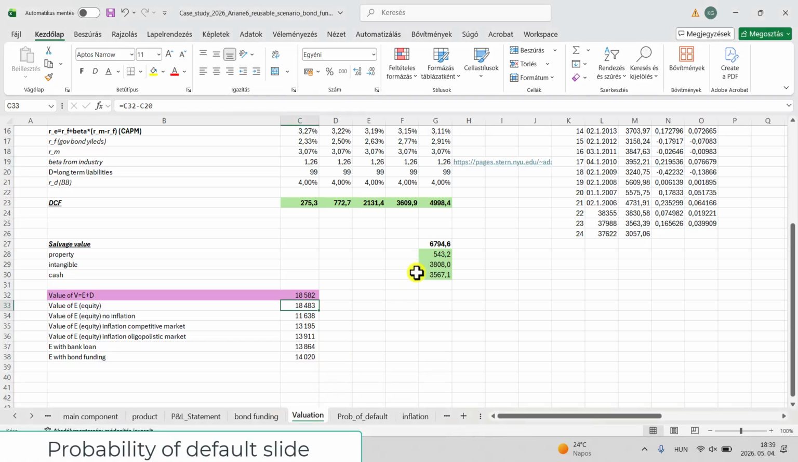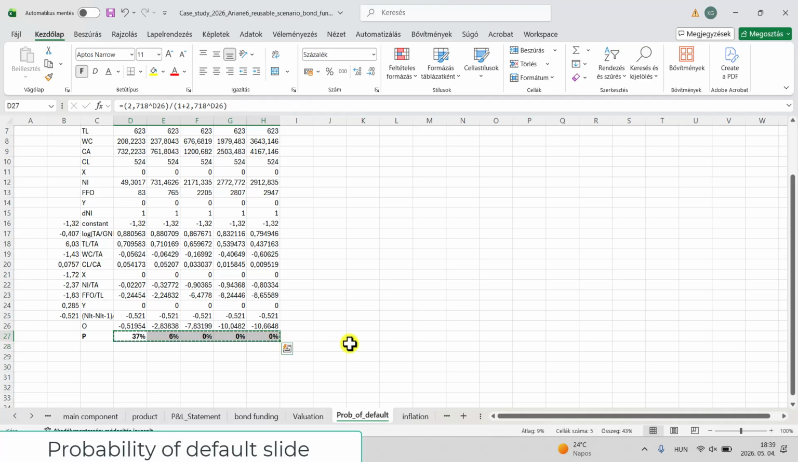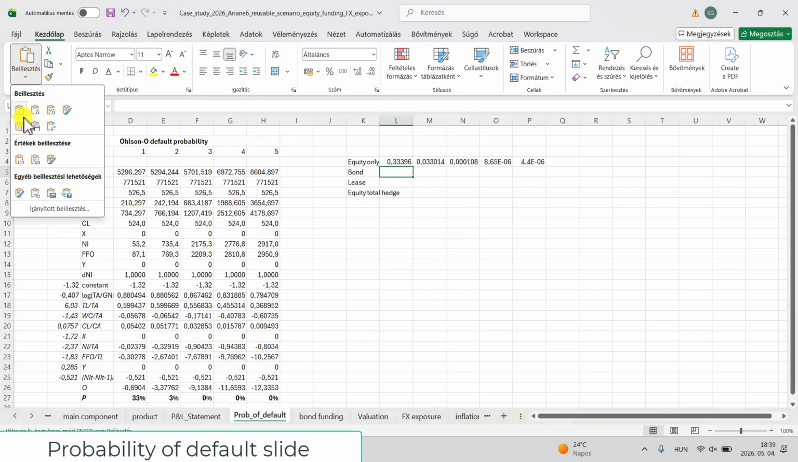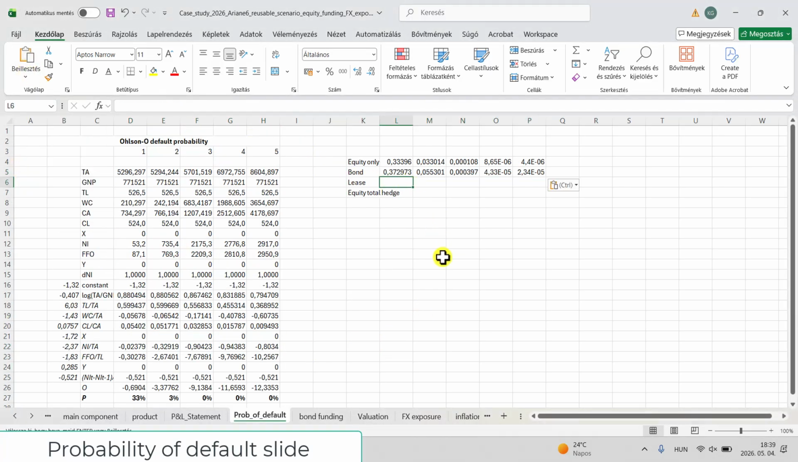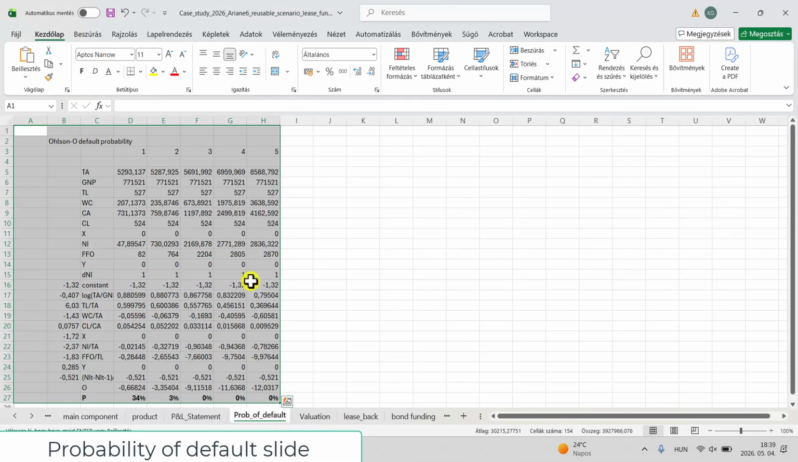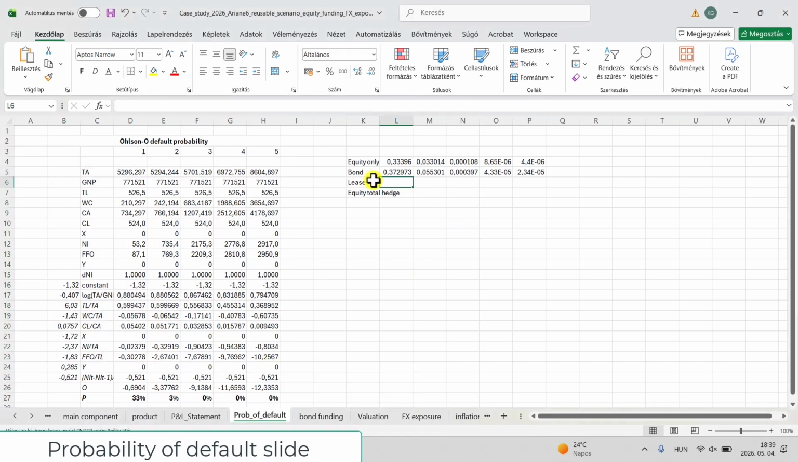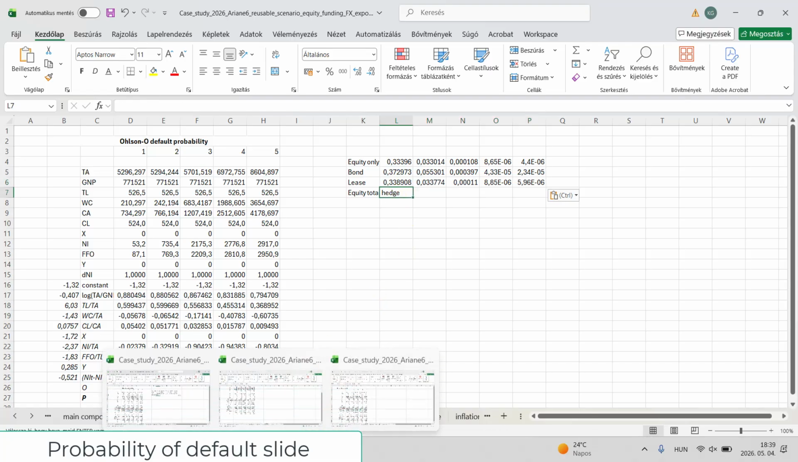So what are you bond funding? Probability of default, we can just copy, paste, again just the values, not all the functions. Then we can go for the lease, copy, paste, and we can do also the total hedge.